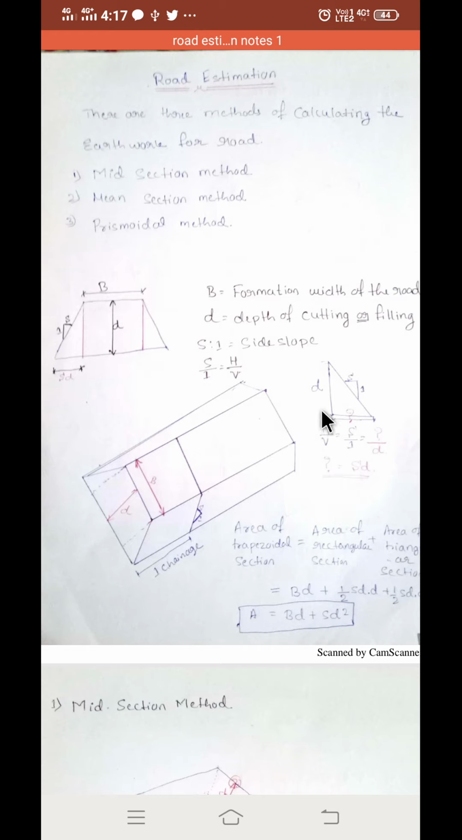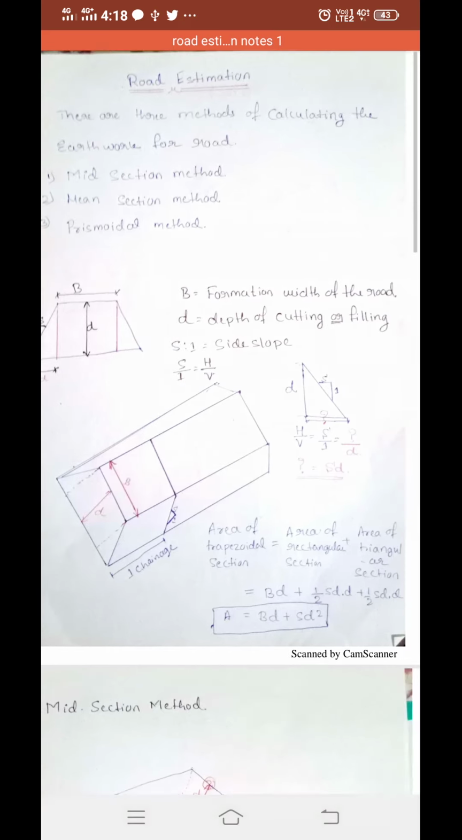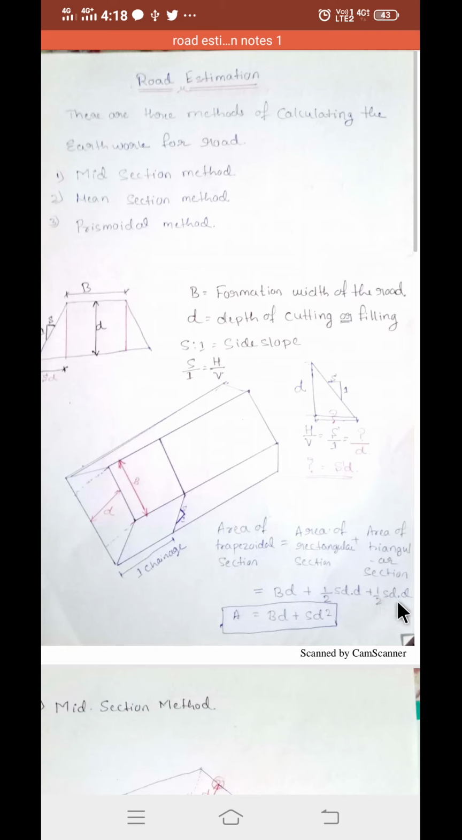Now the area of this triangle is half base, SD, into D, that is half SD into D. There are two triangles. So the area of the rectangle is BD, and half SD square plus half SD square becomes SD square. So the area of the trapezoidal section is equal to BD plus SD square. Here B is the formation width of the road, D is the depth of filling or cutting, and S is the side slope.